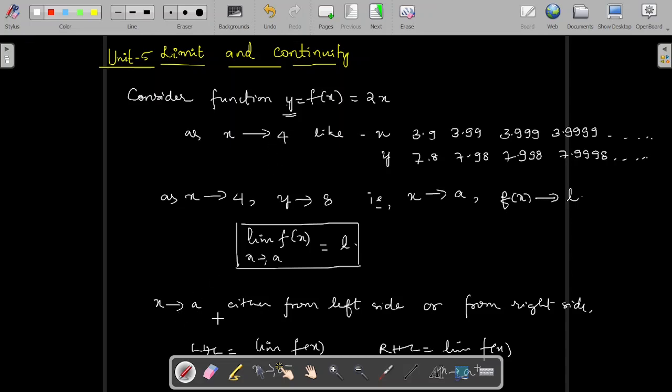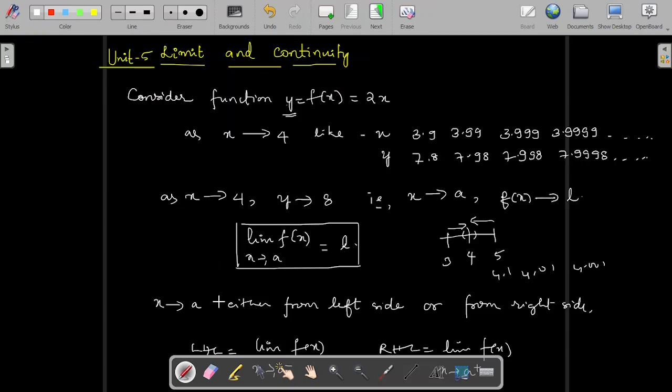Now when x tends to a, it can reach a either from the left side or from the right side. If you consider the point 4, then on the left you have 3 and on the right you have 5. Very close neighborhoods are 3.99 and so on. So it can reach 4 either from the left side or from the right side. Right side means 4.1, then 4.01, 4.001, 4.0001. That means it is moving towards 4.